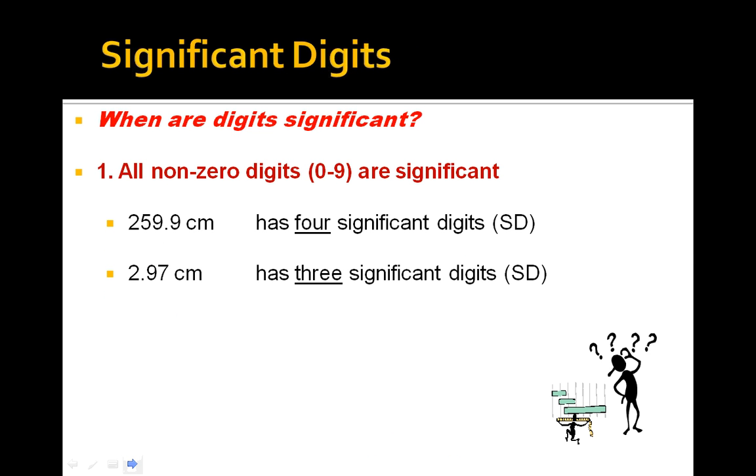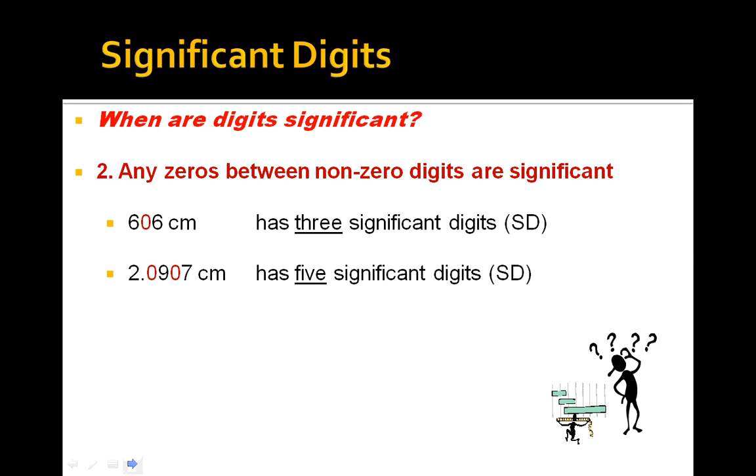They're very simple. All non-zero digits are significant. So anything from 1 to 9. There should be a 1 here. It's a typo. So here, I've got 1, 2, 3, 4 significant digits because all of those digits are important. They're all 1 to 9. Here I've got 1, 2, 3. So again, 3 significant digits according to this rule.